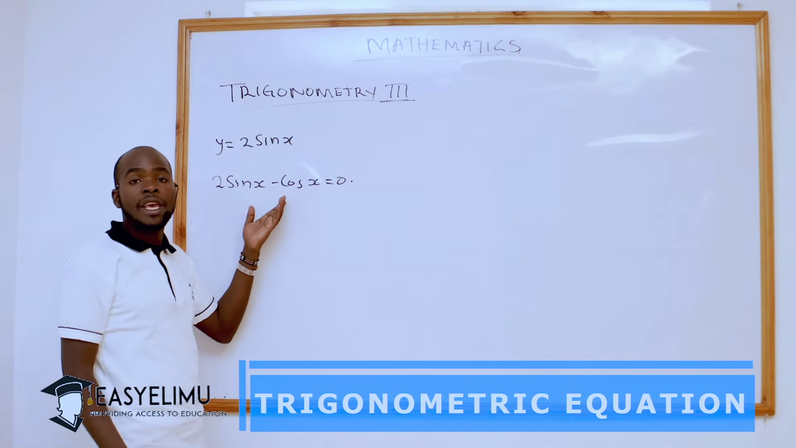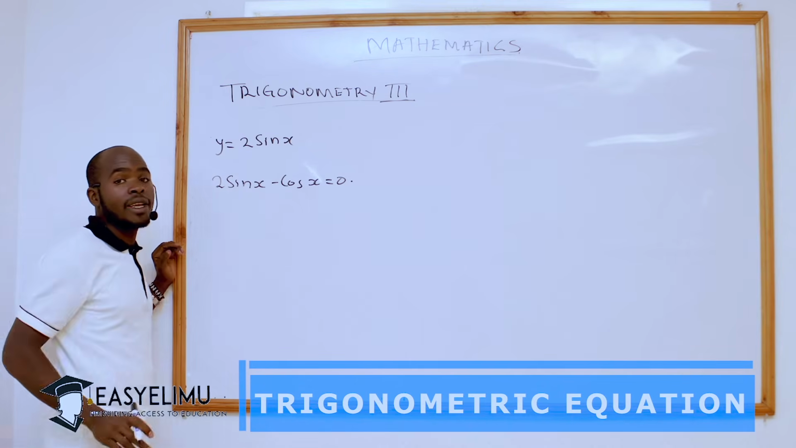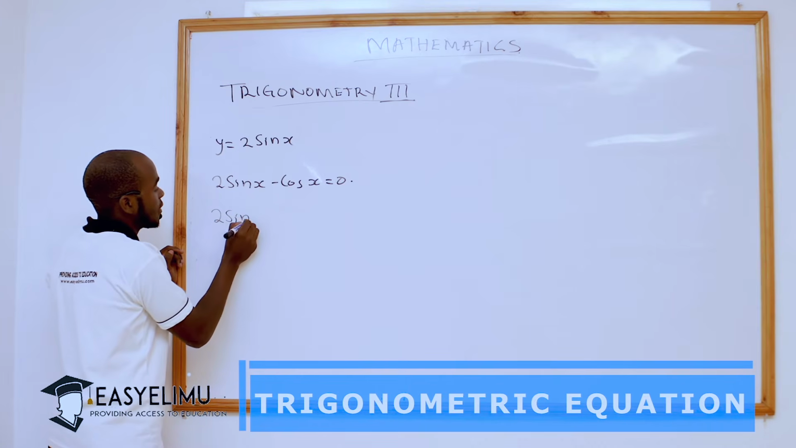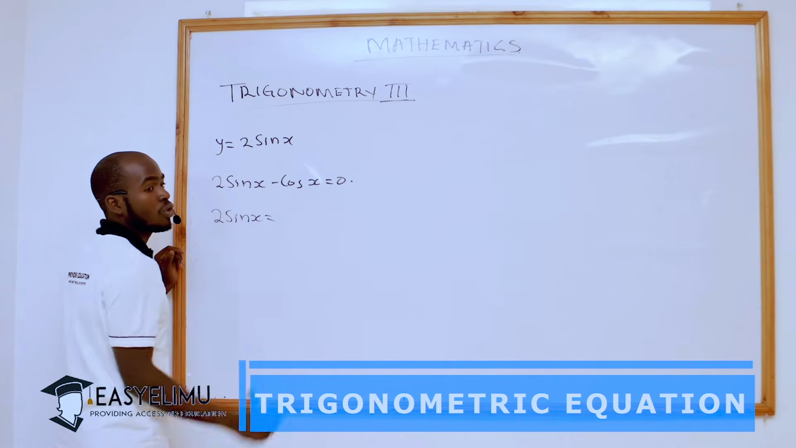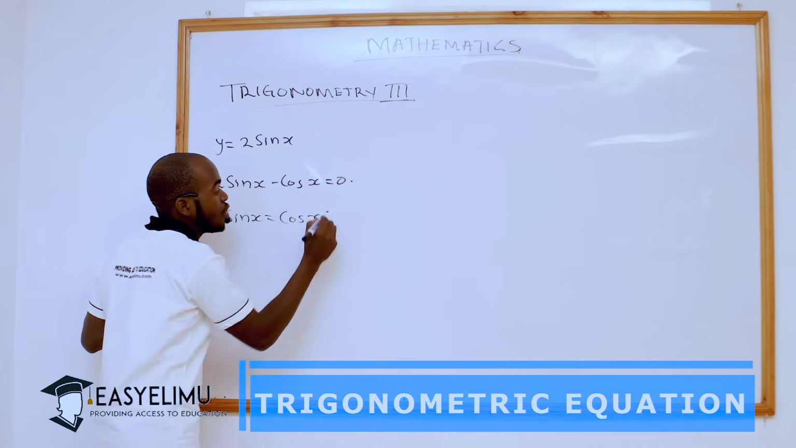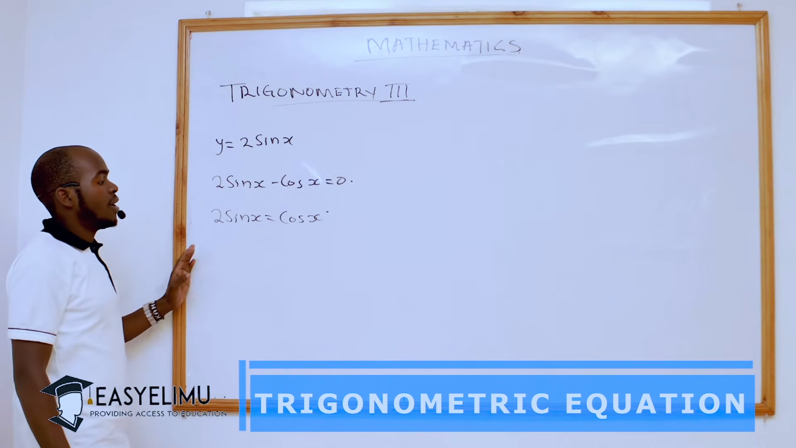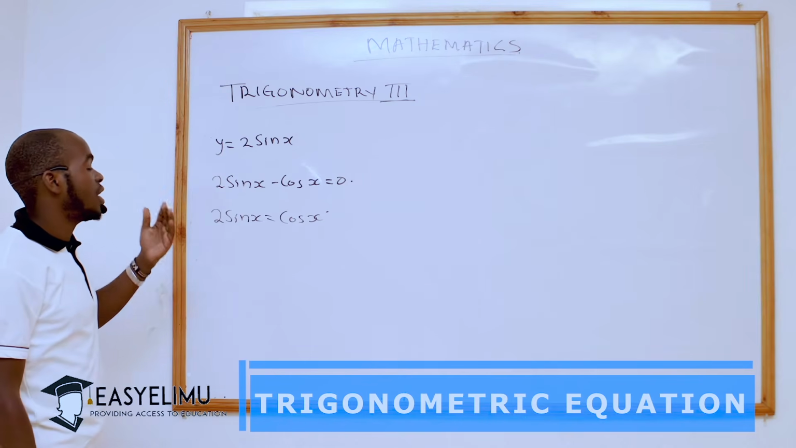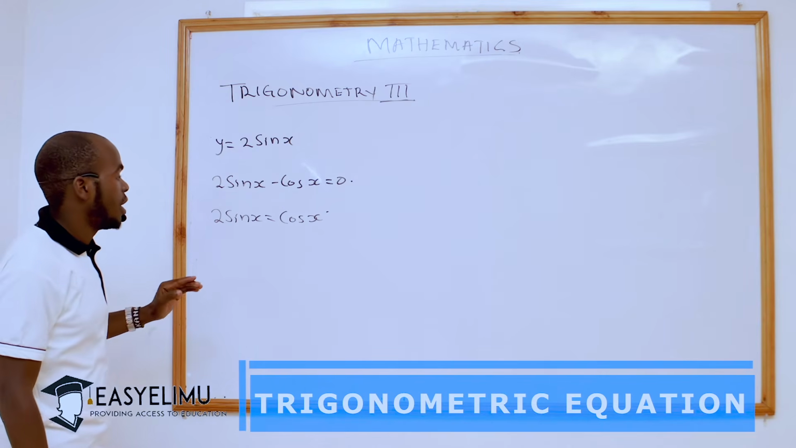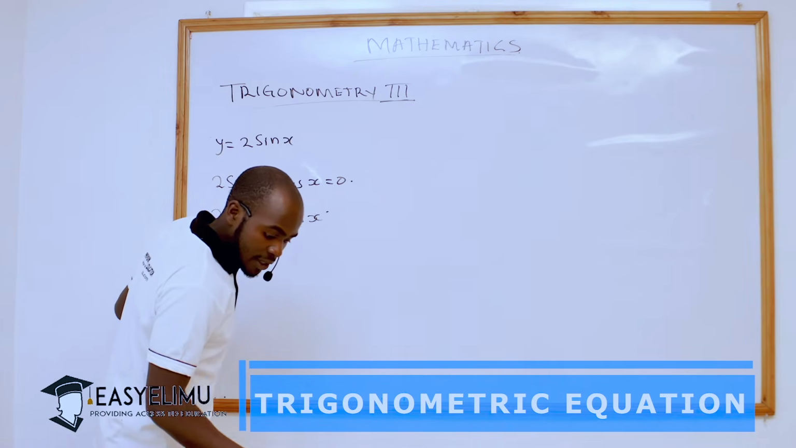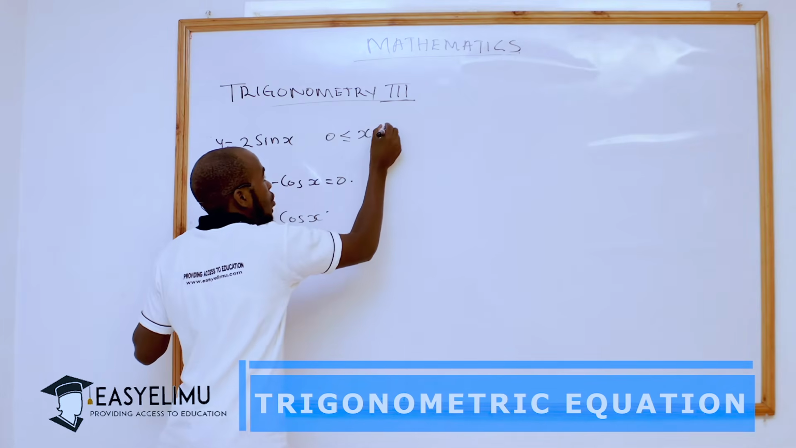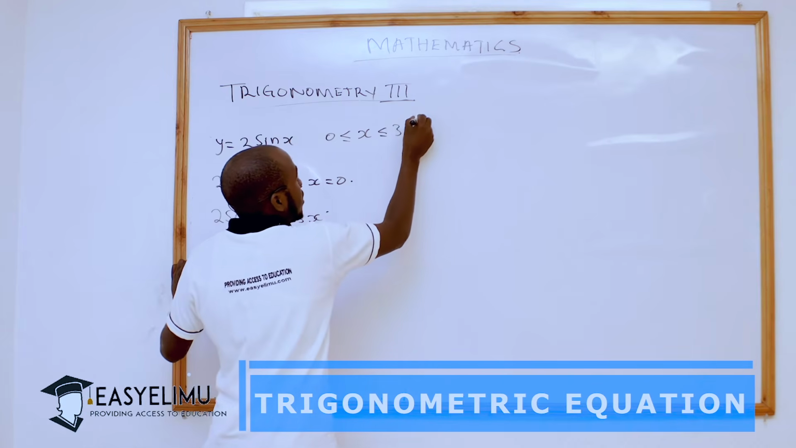The first thing you should do here is to make one part the subject. For example, let's take 2 sine x equals, now this one should cross the equal sign, and we shall find it will become positive cos x. So if it is that way, we have to use a graphical method. We can do it the other way by which I showed, but here we shall do it using a graphical method. Here we have been told we should draw this in a range of 0 less than x less than or equal to 360 degrees.